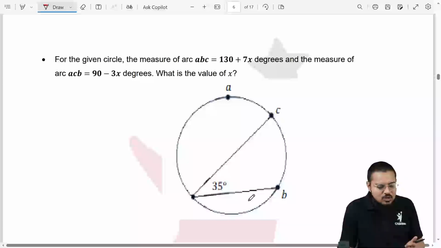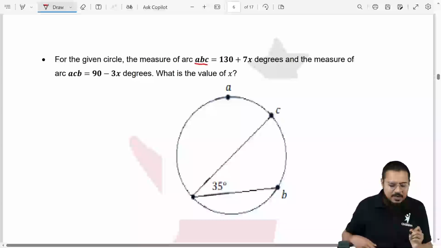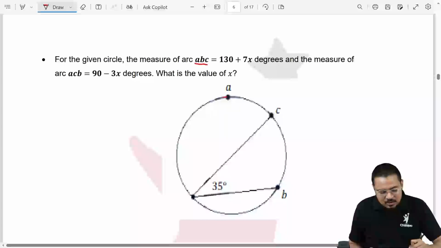For the given circle, let's have a closer look. The measure of arc ABC. Now what does ABC represent? Be very careful in how you interpret your arcs. A comes first, then B, and then C at the very end. So ABC, you cannot move like this. This would be ACB instead. You have to move like this. A should come first, and then B, and then eventually C should be your final point. So this is basically ABC.